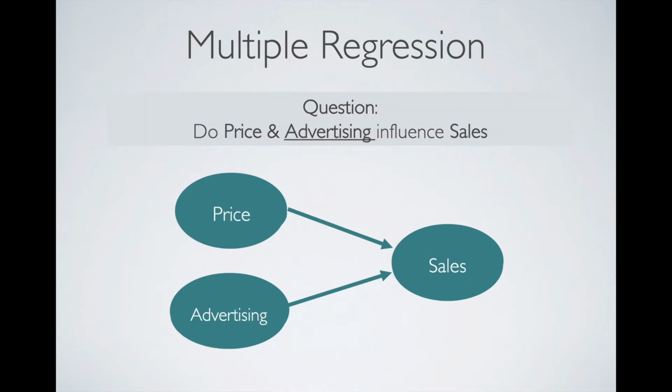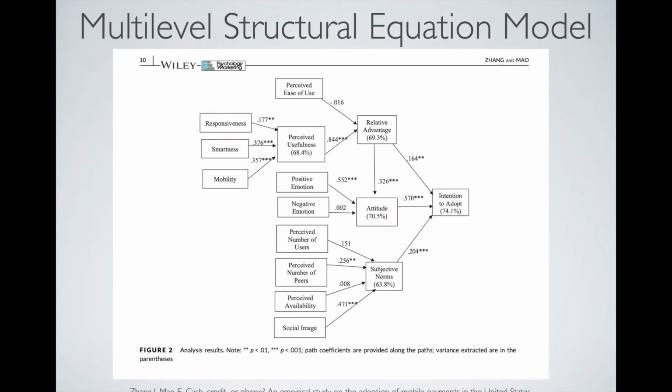So for the sales model, we added advertising. So this particular example means both price and advertising can potentially impact sales. The overall objective of adding more variables is to try to capture more variance in a dependent variable. Using the same concept, we can expand regression into multi-level structural equation models.